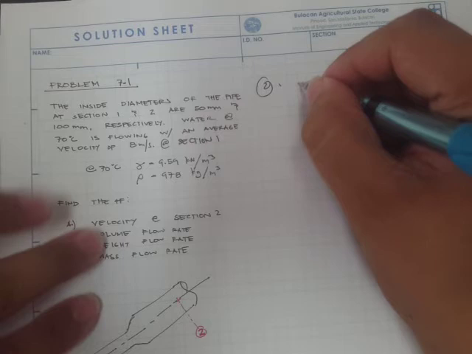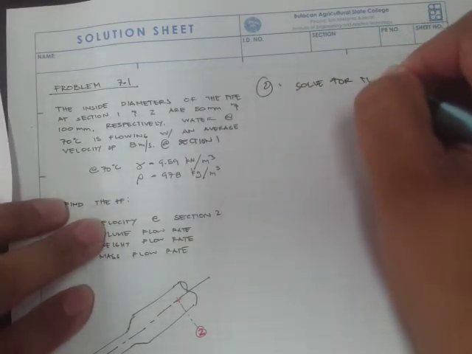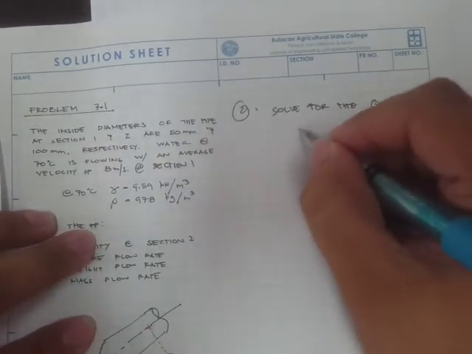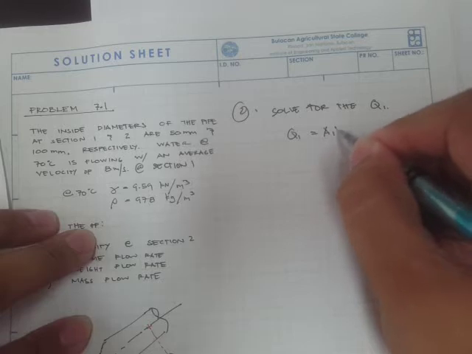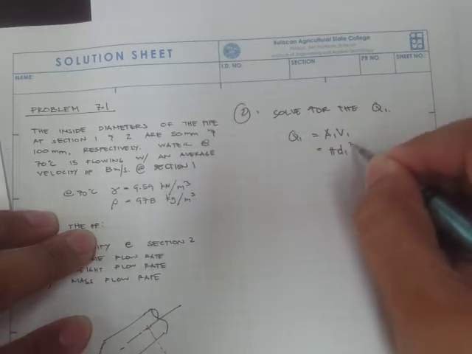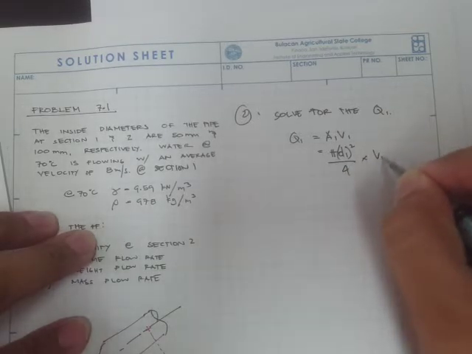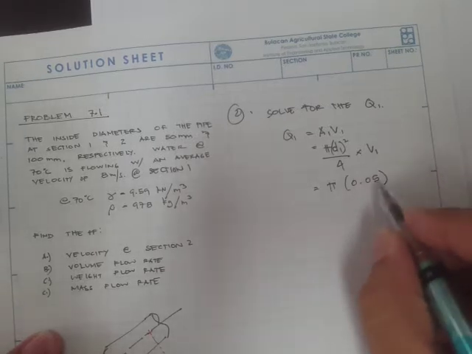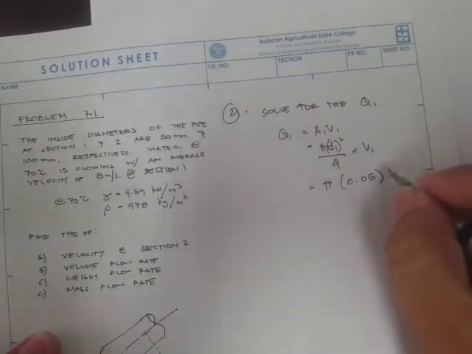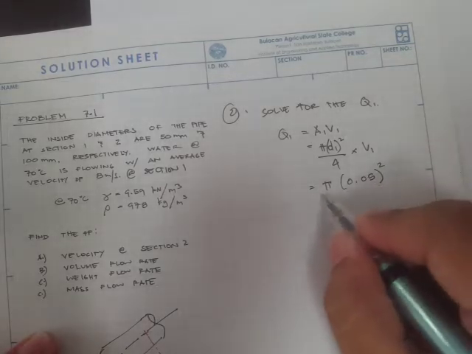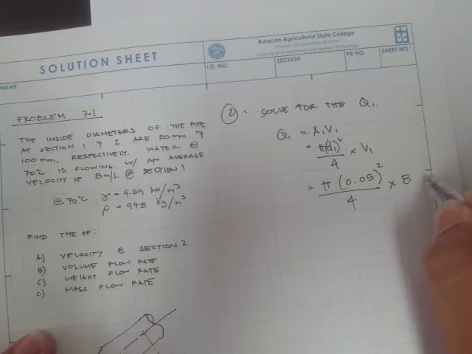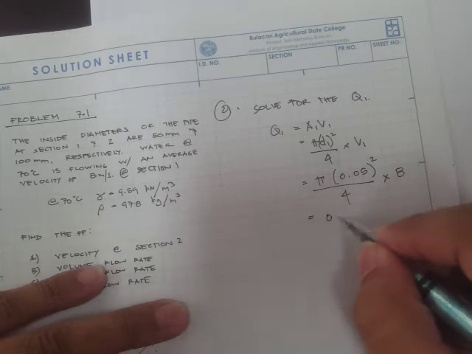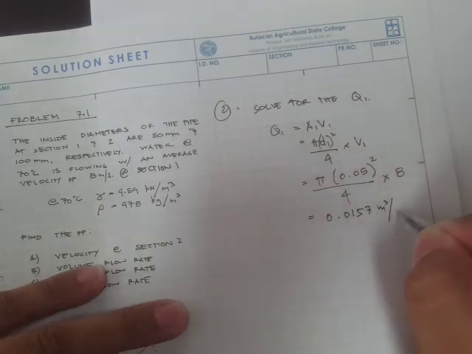Our step number 2 is to solve for the flow rate Q1. Writing our equation, Q1 is equal to A1 V1, which is simply pi d1 squared over 4 times the velocity at 1. That's pi times 0.05, because we have to convert to meters, 0.05 squared over 4 times 8 meters per second. If we do the calculation, we get 0.0157 meter cubed per second.